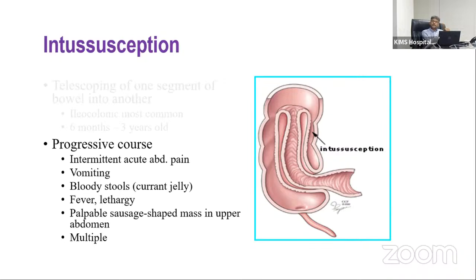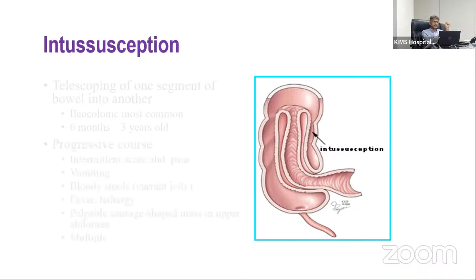It starts from the right iliac fossa, and it will start going up into the right hypochondrium. So whenever a radiologist or someone says, or a mother says, I am able to see a mass in the right upper quadrant, that itself clinically clinches our diagnosis that it might be a case of intussusception. Sometimes there can be multiple as well.